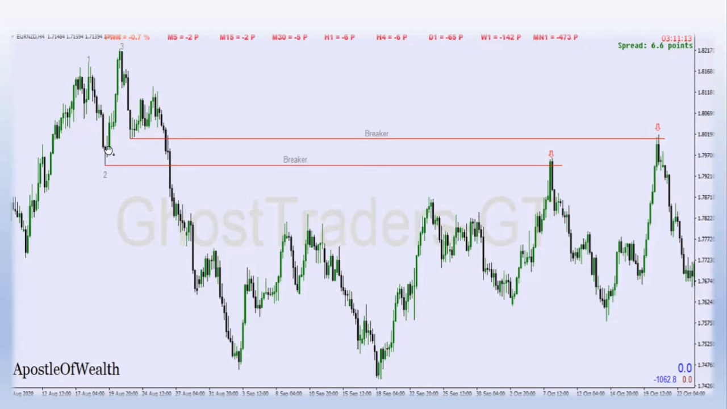It's a mitigation. If you consider this structure from here, it's a mitigation. Okay, so we're gonna put a line here. So when price gets to this level, we're gonna be selling, and we see price sold.